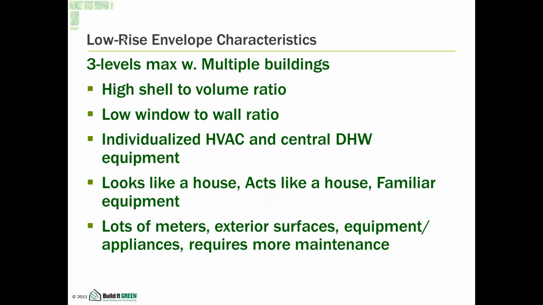So the characteristics of low-rise building envelopes: they have a high shell to volume ratio, so that's the exterior wall. There's pretty much more wall than internal volume. There's a low window to wall ratio. A lot of these buildings have individualized HVAC and central domestic hot water systems. And it looks like a house and pretty much acts like a house, and there's very familiar equipment.